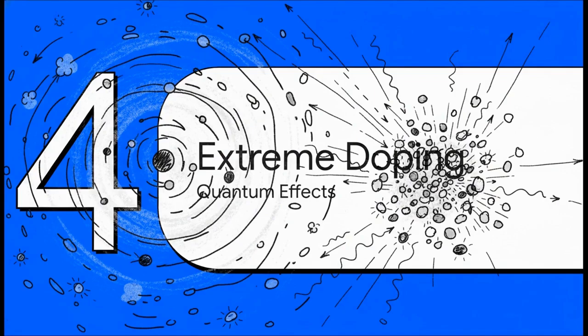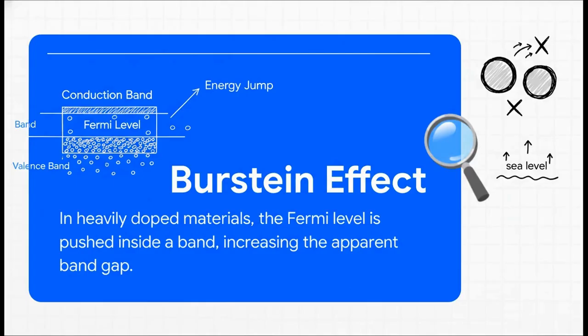So a little bit of doping gives us control. That's great. But what happens if we really push it? What if we just cram the semiconductor with a massive amount of impurities? Well, as you might guess, things start to get really weird, and we start to see some fascinating quantum effects pop up. This is known as the Moss-Burstein effect.